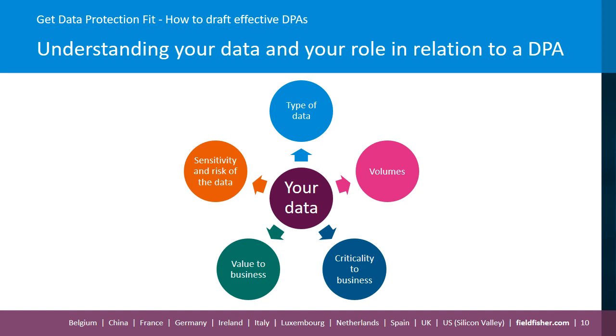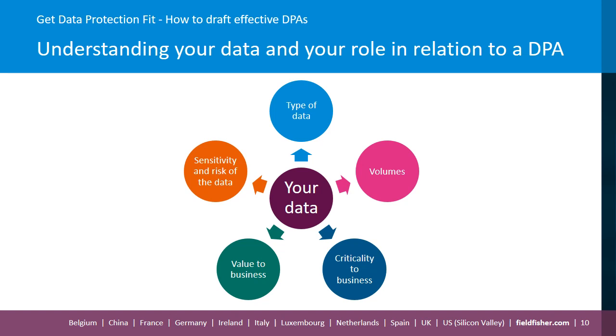And the same goes for the sensitivity and risk of the data. When you're processing names and addresses, contact details, that might be fairly less sensitive, lower risk perhaps, compared to, say, special category data. Medical data, even credit card details, things like this are much more sensitive and higher risk, and higher standards that you'd want to apply. And you'd want to flow that approach through into your DPAs.